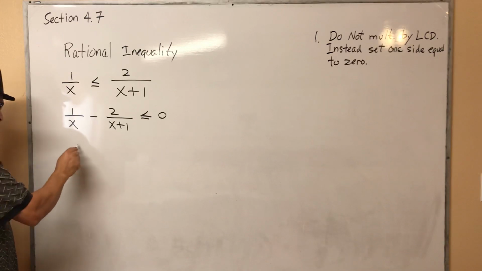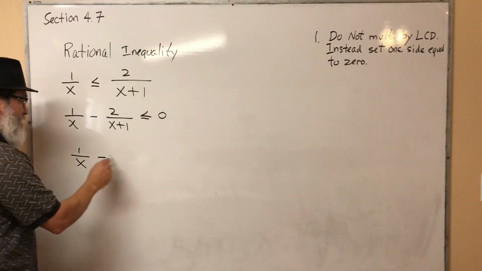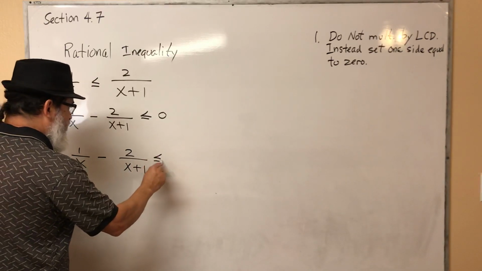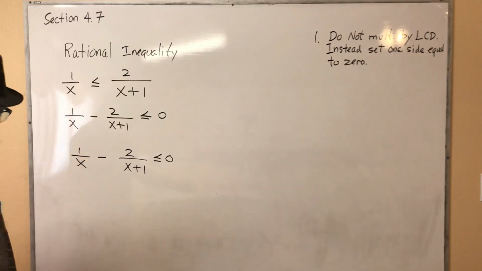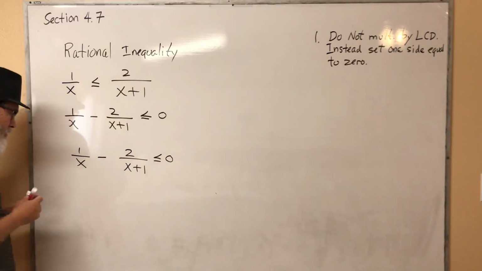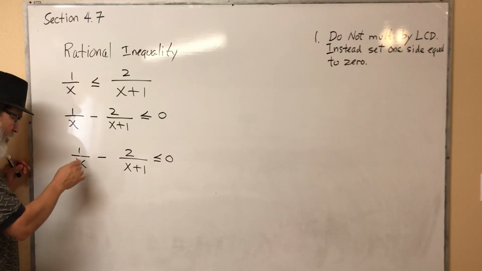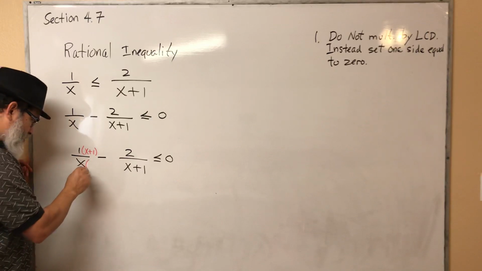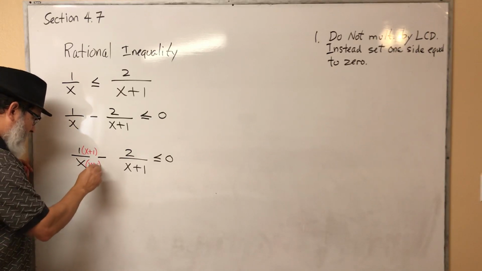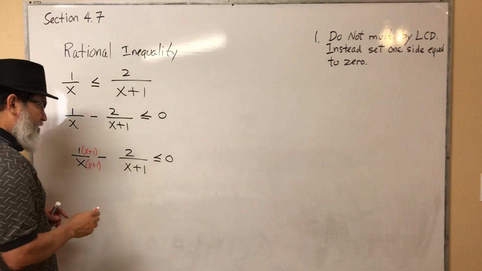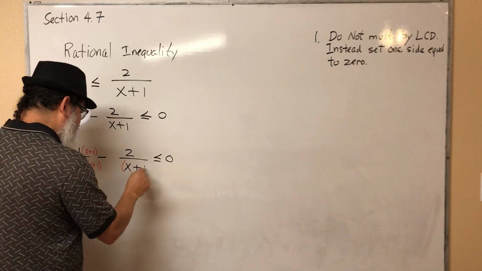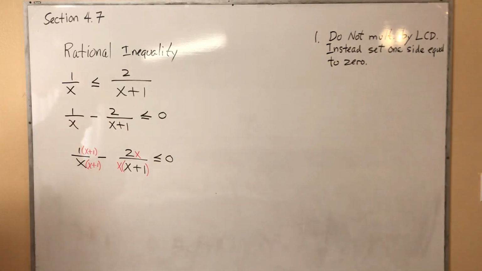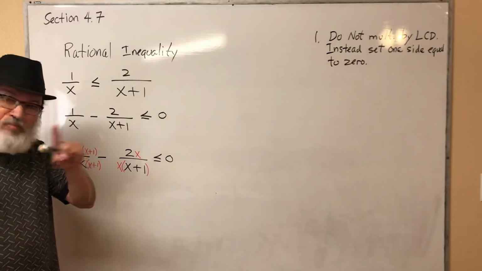So 1 over x minus 2 over x plus 1 is less than or equal to 0, okay? And so, to combine those two, I'm going to multiply this top and bottom by x plus 1, and I'm going to multiply this top and bottom by x. Okay? Note, I did not multiply both sides by the LCD.